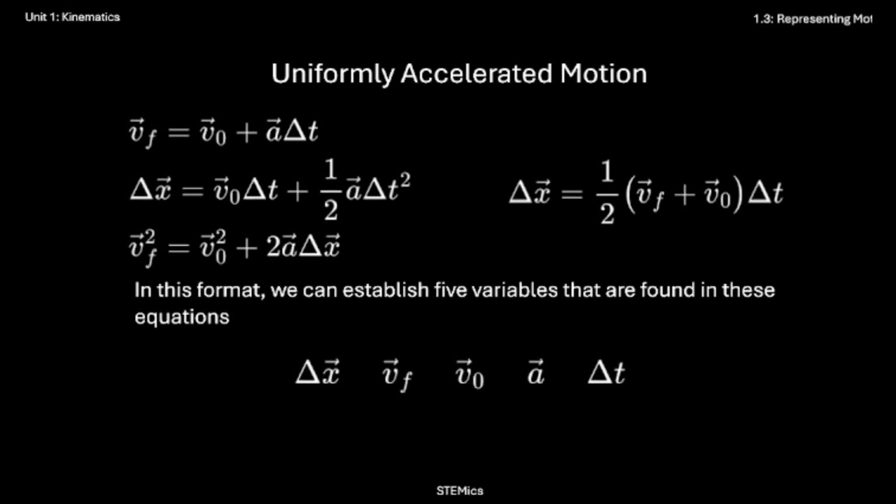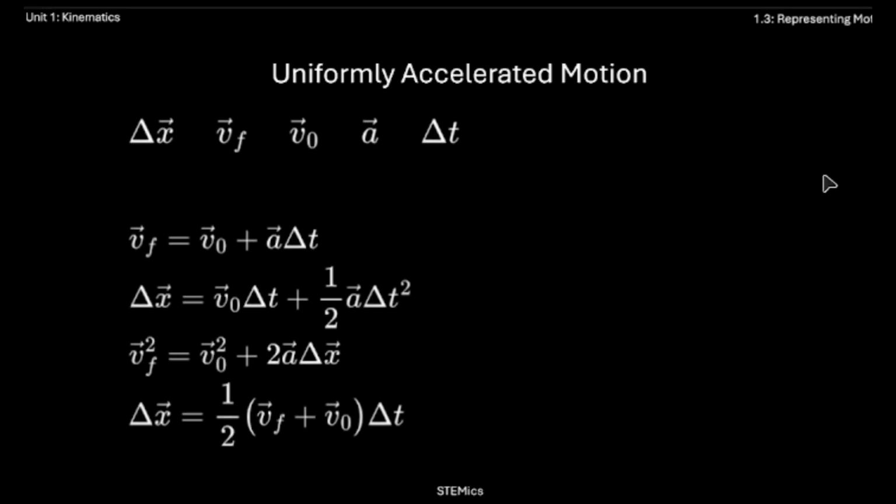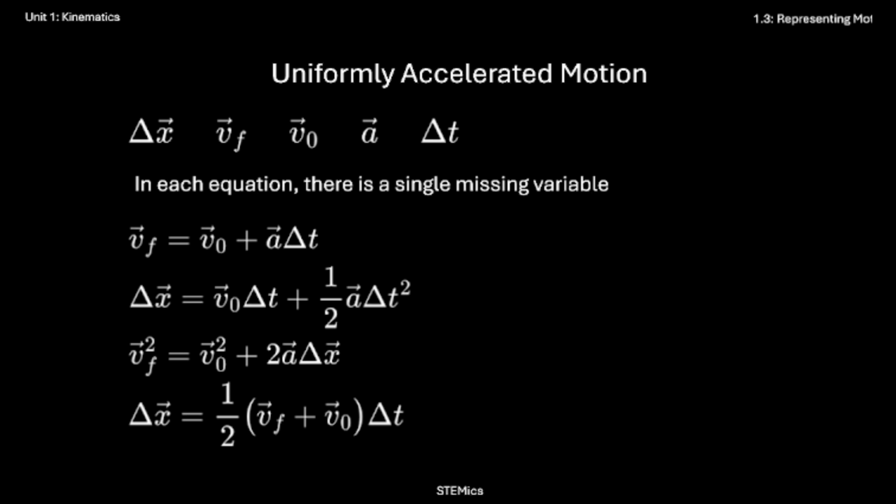Using these four equations, we can establish five variables that are found in these functions. So we have displacement. Remember, that's why I said to reformat, because this is pretty important here. The displacement, final velocity, initial velocity, acceleration, and change in time. And using these five variables, each equation has a single missing variable.